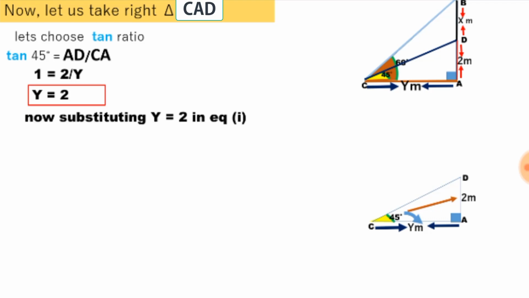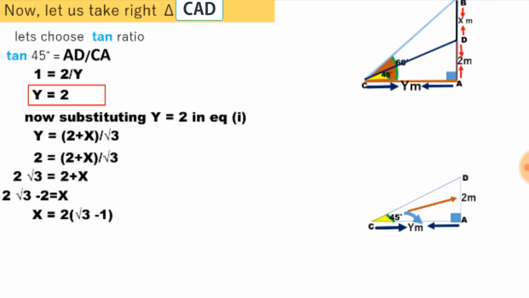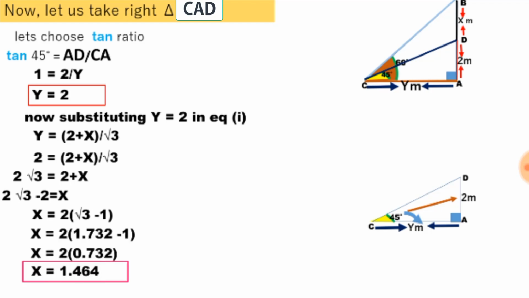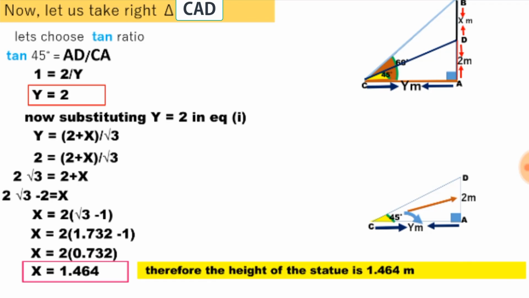Now substituting y equals 2 in equation 1, that is y equals (2 plus x) by root 3, we get 2 equals (2 plus x) by root 3. On simplifying this we get x equals 1.464 meters. Therefore the height of the statue is 1.464 meters.